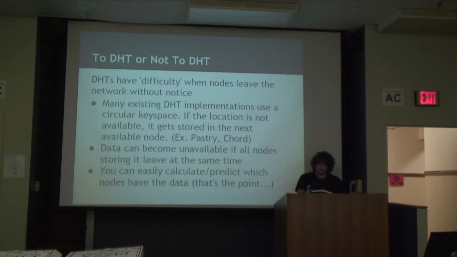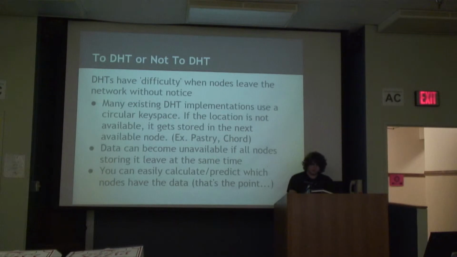Many existing DHT implementations use a circular key space, and if the location it's trying to store to is no longer available, it stores it on the next available spot. And a lot of peer-to-peer file storage uses that sort of implementation. However, obviously, data can become unavailable if all the nodes that have redundant copies of it are out of the network at a given time.